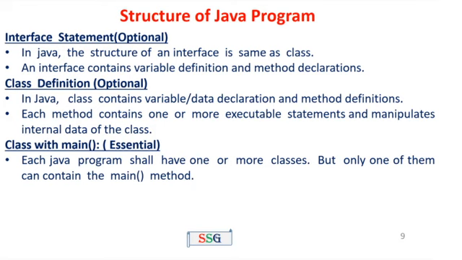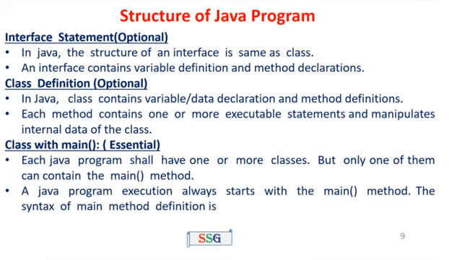That means you can write any number of classes in a Java program. Writing 10 classes is possible, 20 classes possible, 30 classes possible, but only one class can contain the main method. That class is called the main class. Okay, a Java program execution always starts with the main method. The syntax of the main method definition is given below.